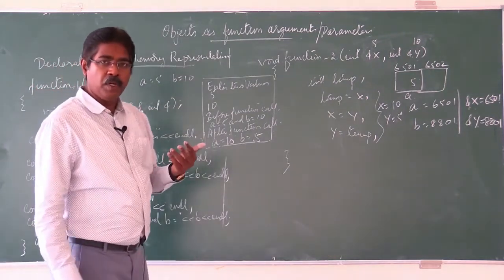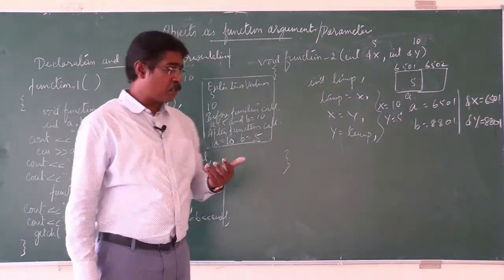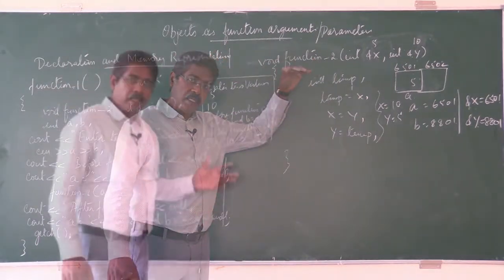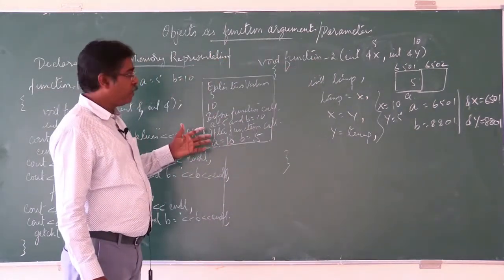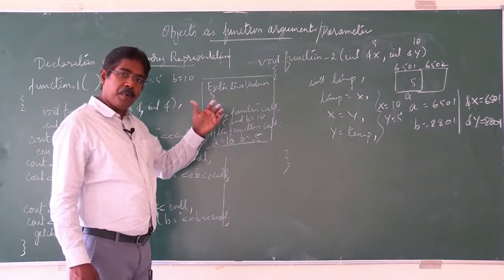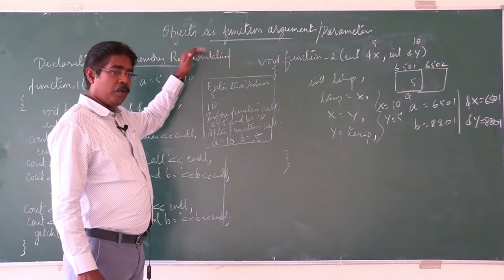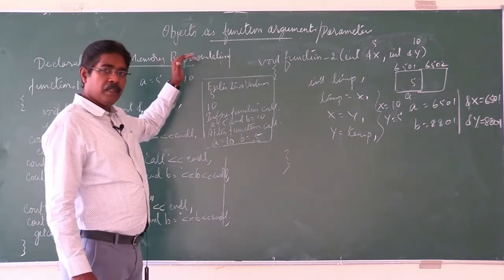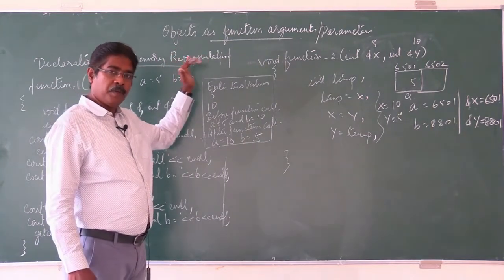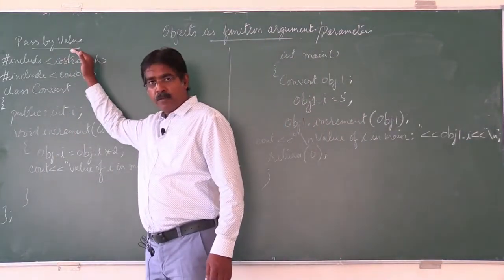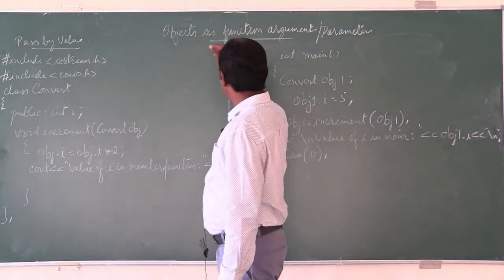Next, we will be moving on to the objects, that is, objects as function arguments. Here I would like to represent the example of pass by value and pass by reference pertaining to the object. So let us focus on the object point of view of an example. Here in this example, pass by value in the context of objects as function arguments.